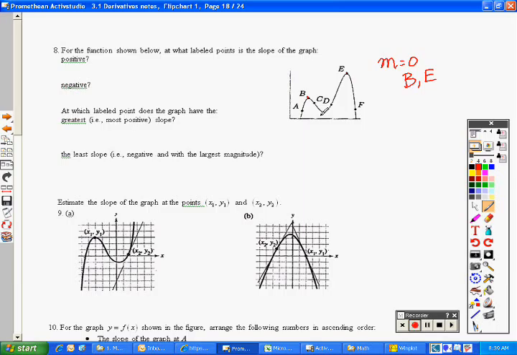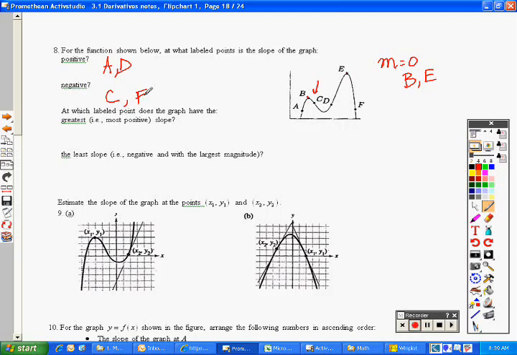All right, positive slopes occur when the graph is increasing from left to right. So from left to right, A is on an increasing part of the graph. So A has a positive slope. From B down to here, this graph is decreasing. From here all the way up to E, it's increasing, and D is on that part. And then from E onwards, we just see a decreasing graph. All right, negative slopes occur on that decreasing part of the graph. So like we just said, C is on the decreasing part of the graph, and so is F.